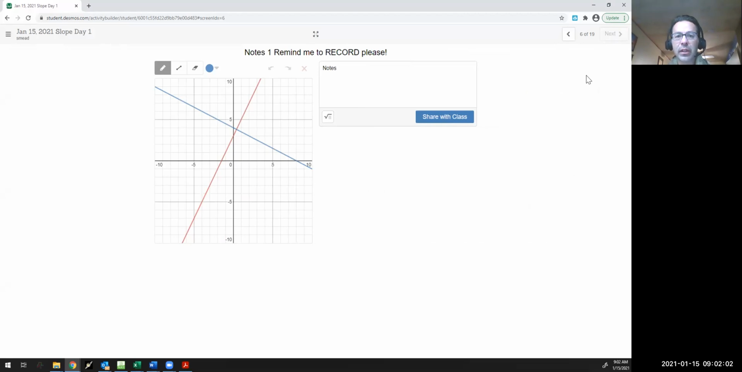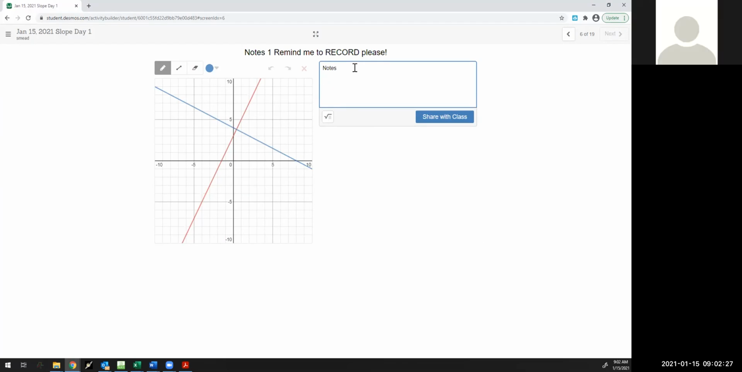Can you guys see the screen that I'm sharing? Do you see my mouse moving around? Yeah. Okay, cool. And on the top it says "Remind me to record." I hit the record button, so I'm good. I put that there so I don't forget. I've been forgetting a lot lately. That's what happens when you get old.